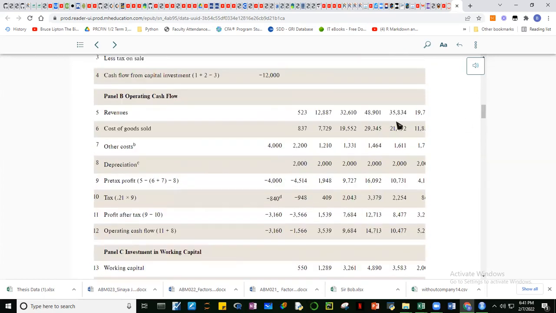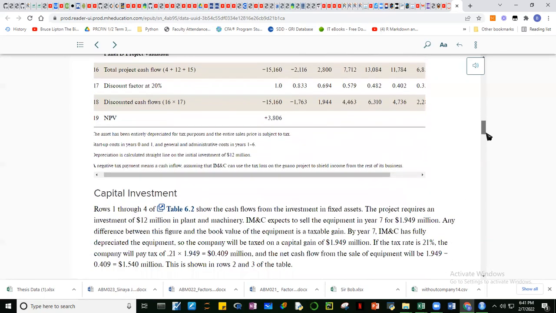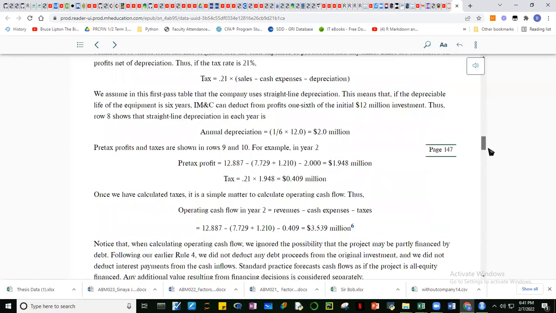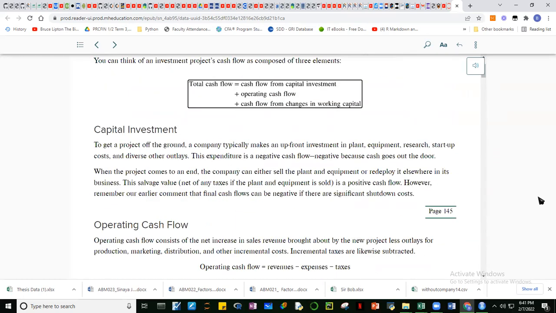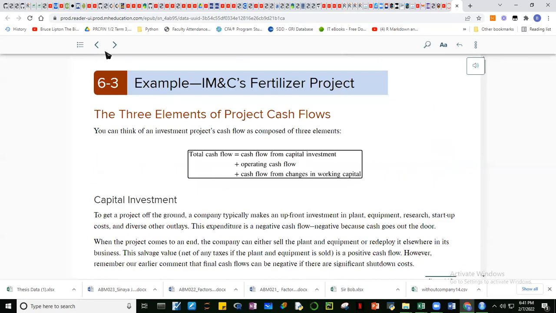So you have the initial investment, you have the operating cash flows, and you have the change in the working capital. That will give you the total project cash flow. So we add the values coming from those three above, then we discount and get the net present value. So that in a nutshell, guys, is how capital budgeting is done. We need to look at three aspects: the initial investment, the operating cash flows, and the changes in working capital.